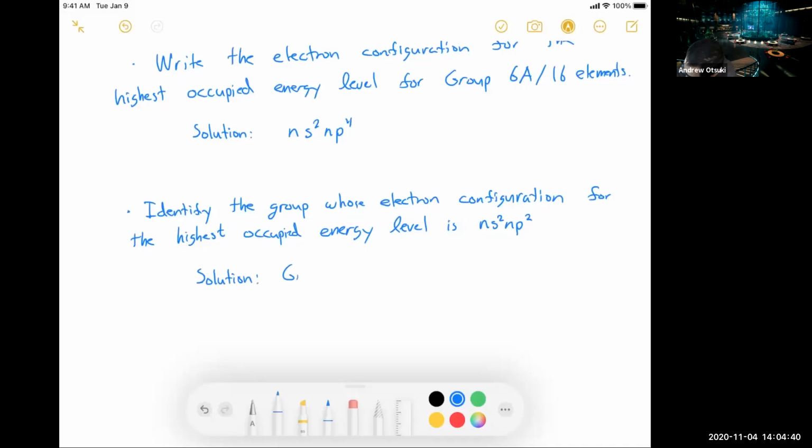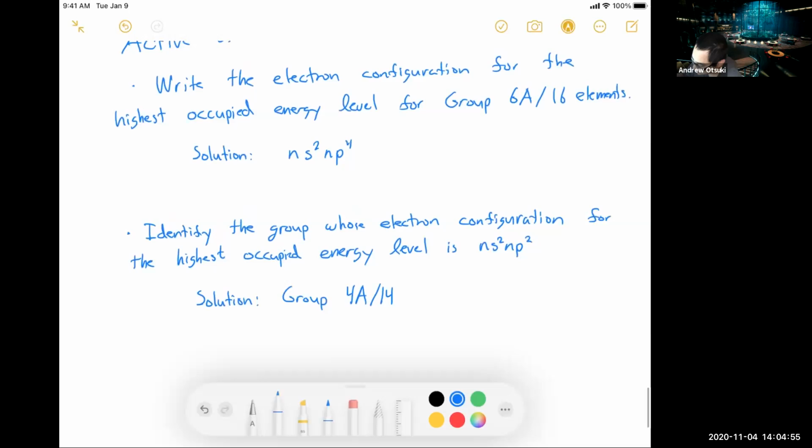Group, so that should be group 4, group 4A, or group 14. The trick to doing these is just looking at a periodic table and finding which group matches our electron configuration. So let's go back quickly to this first one here.